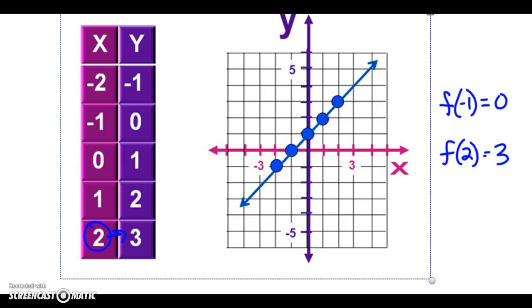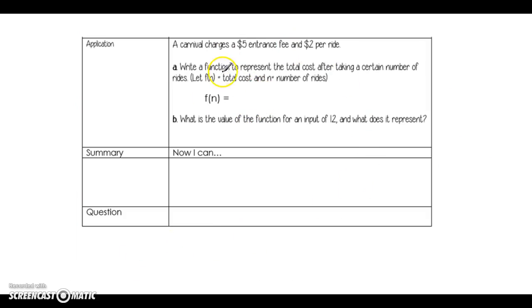Last question is going to be this word problem. We're going to write an equation for it, a function to represent the total cost after taking a certain number of rides. We start off with a $5 entrance fee and $2 per ride. Now when it's per, that's a rate. That means it's going to go with the variable. So let's use N for number of rides. So 2 is going to be with the N because it's $2 per every ride. So 2 times the number of rides. But don't forget that entrance fee. We need to add that in there because that's part of our total cost too.